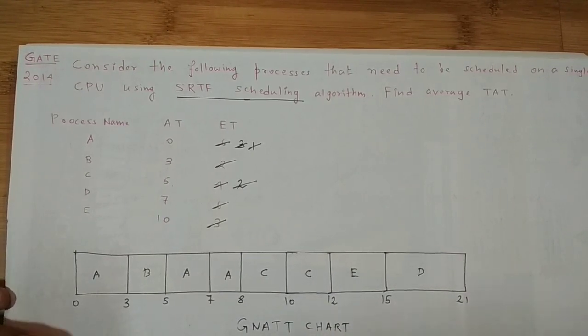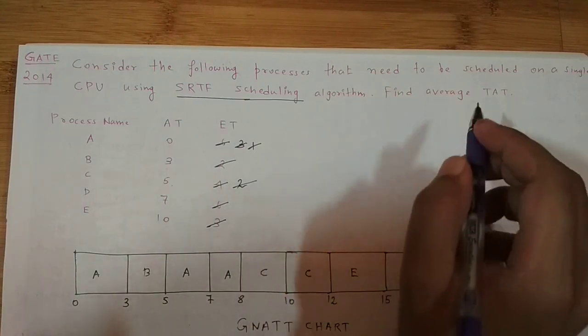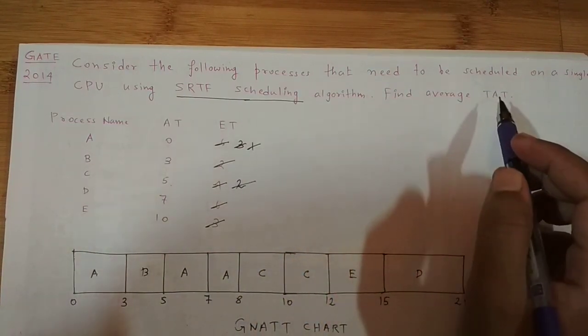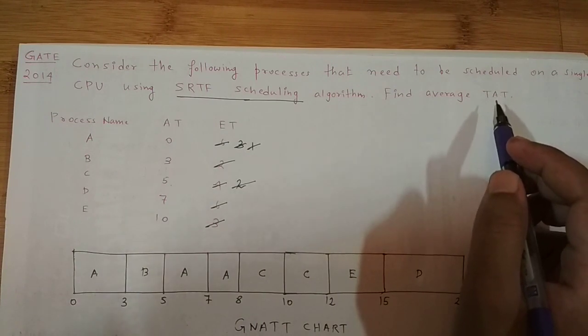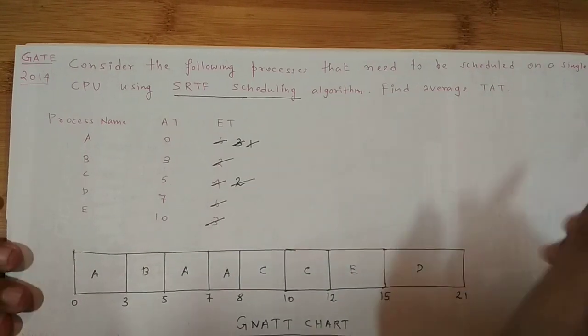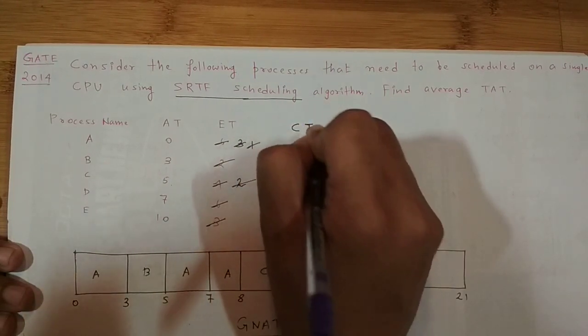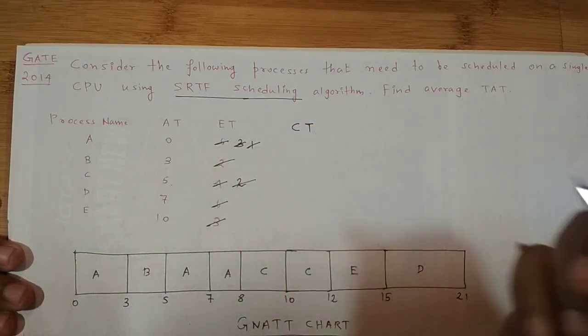Now, our job is not over, mind you. We have to find the average turnaround time. Now, in order to find the average turnaround time, we need to find a few other parameters first. One of those parameters is CT. CT stands for completion time.